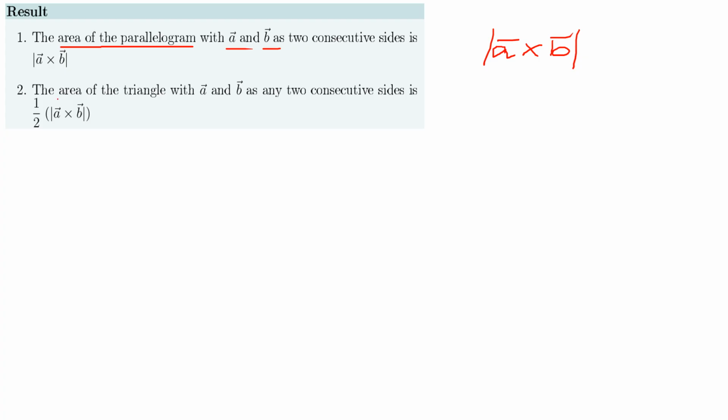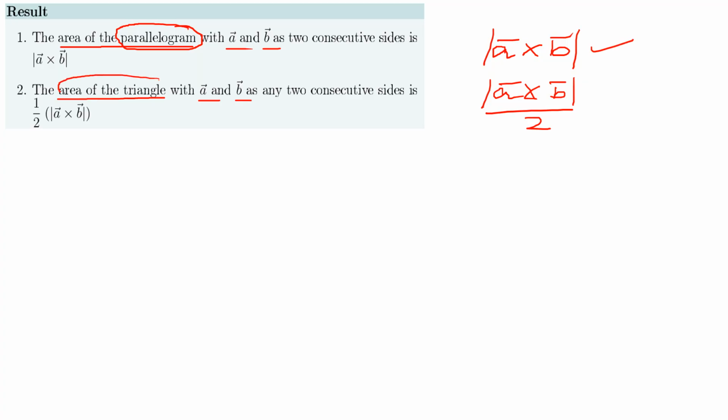Suppose I want to calculate the area of a triangle when two vectors, a and b vector, are given. Then the formula will be the magnitude of the cross product between the two vectors, a vector and b vector, divided by 2. So to find the area of a parallelogram, we have to use this formula. To find the area of the triangle, we have to use this formula.